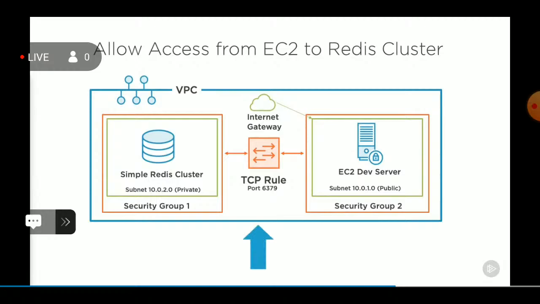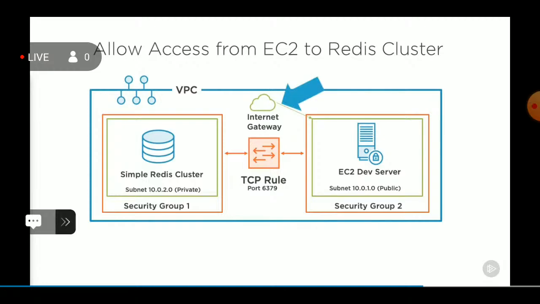We start with a single VPC or virtual private cloud. Think of it as our contained network infrastructure. Surrounding both our cluster here and our EC2 dev server here are two different subnets, one private and one made public by connecting it to an internet gateway.